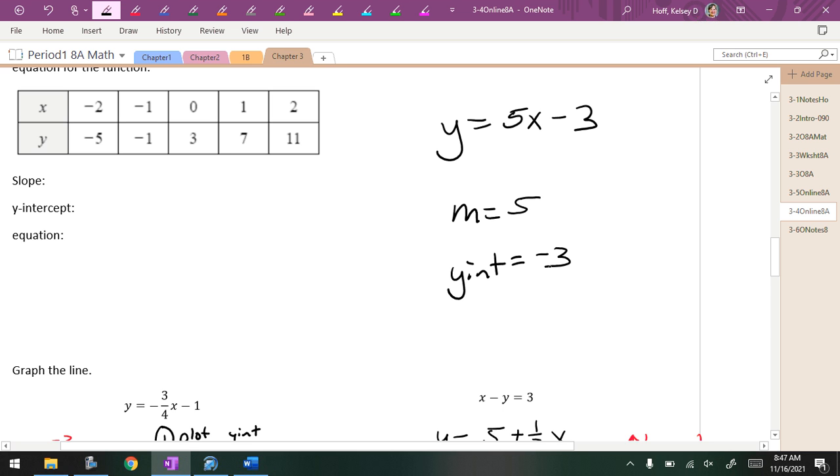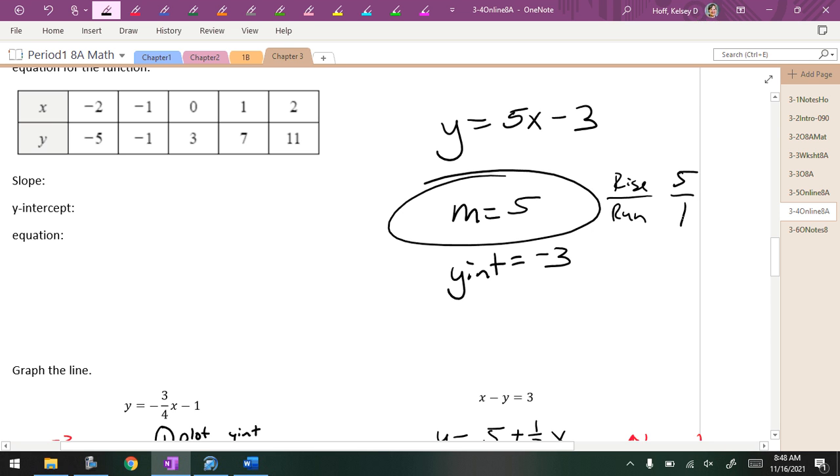Question for you. If I had another graph, how do I graph a slope of 5? Isn't slope rise over run? So how can I write 5 as a fraction of rise over run? Bingo. Good job. I wanted to make sure we talked about that. Okay? 5 over 1.